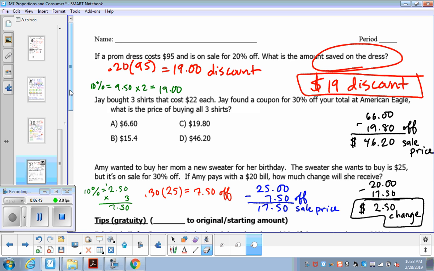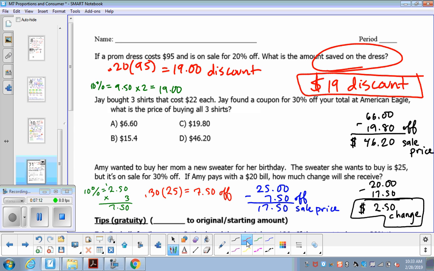Now this third question is one of my favorites. Amy wants to buy her mom a new sweater for her birthday. The sweater that she wants to buy is $25, and it's going to be on sale for 30% off. Amy's going to pay with a $20 bill. We want to know how much change she will receive. So first, the sweater is $25, and we need to calculate 30% off.